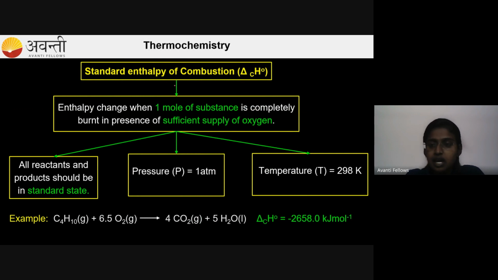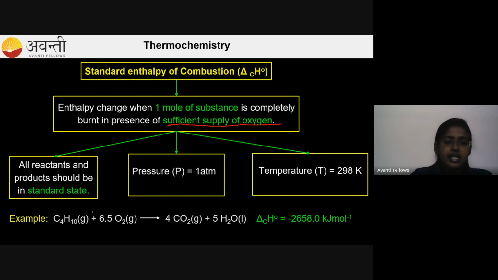It is delta HC naught. It is the enthalpy change when 1 mole of the substance is completely burnt in the presence of a sufficient supply of oxygen. Combustion is nothing but heating a compound in the presence of oxygen, right? So combustion means enough oxygen is given to that particular compound and it is burnt. That is called combustion. Here, 1 mole of the substance has to undergo this combustion process. Then only we call it a standard enthalpy of combustion.